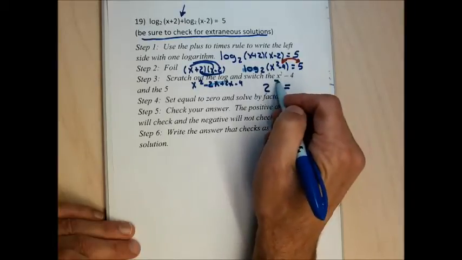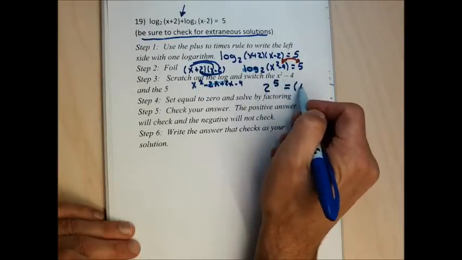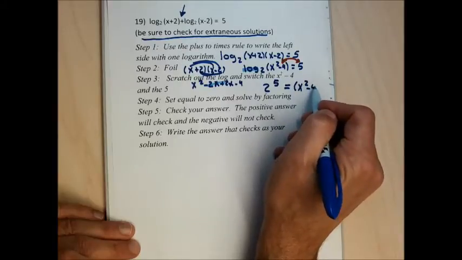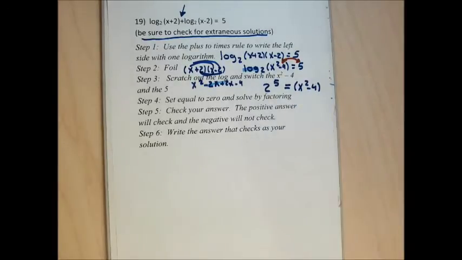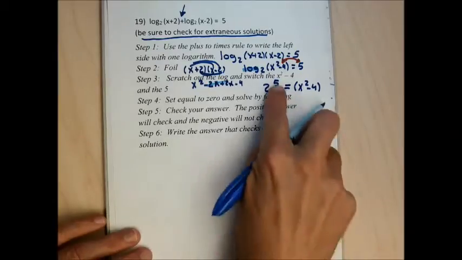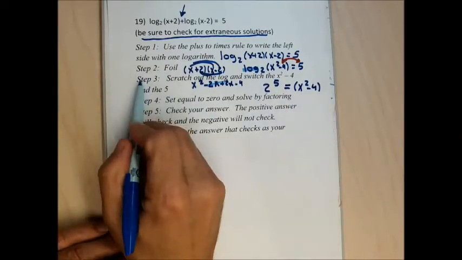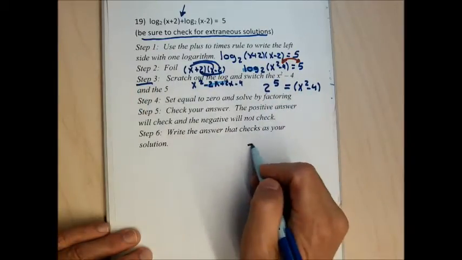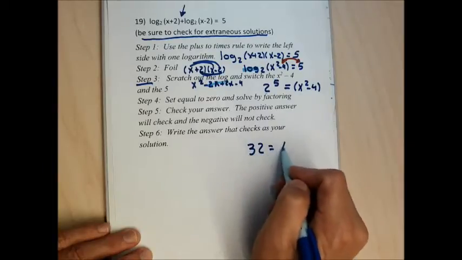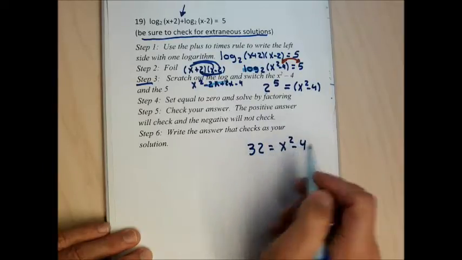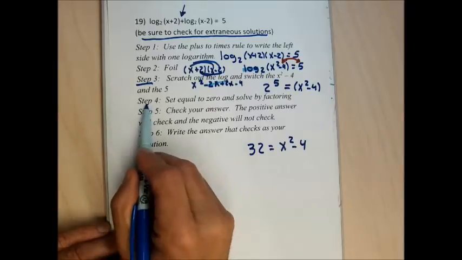The 5 becomes an exponent. The x squared minus 4 doesn't really need to be in the parentheses anymore, but I can leave it in the parentheses. I'm going to start working down here, still finishing up this step 3. 2 to the 5th is 32, and the x squared minus 4 doesn't need to be in parentheses. Now I'm going to go to step 4.